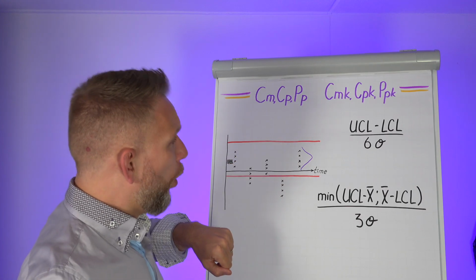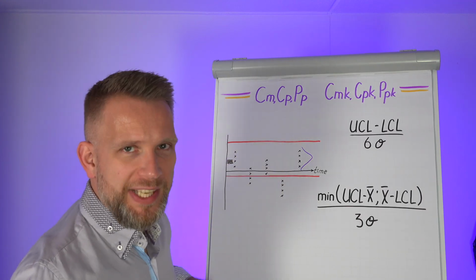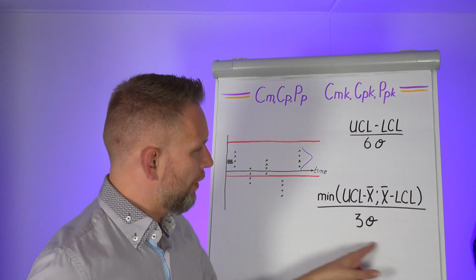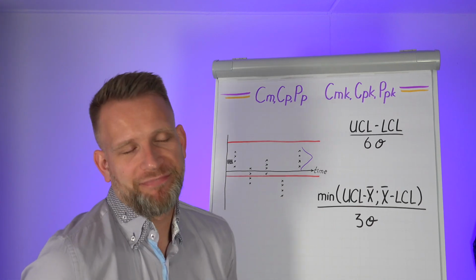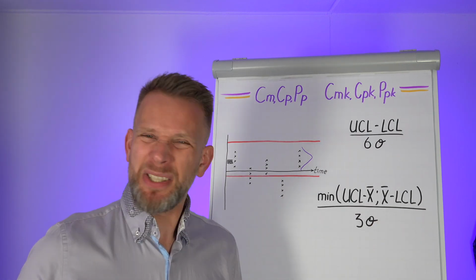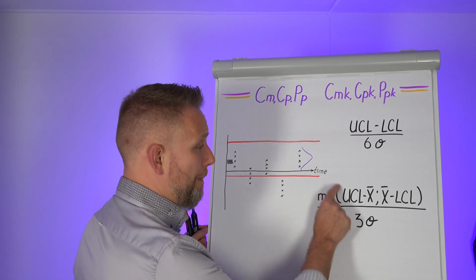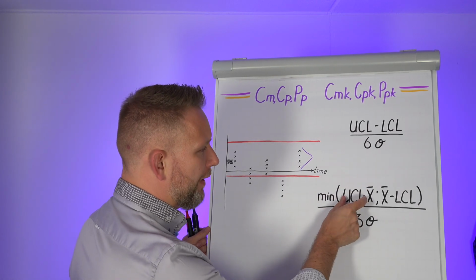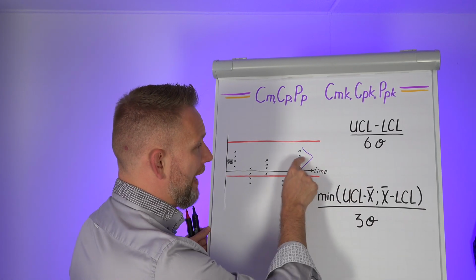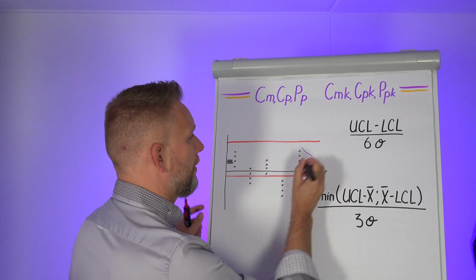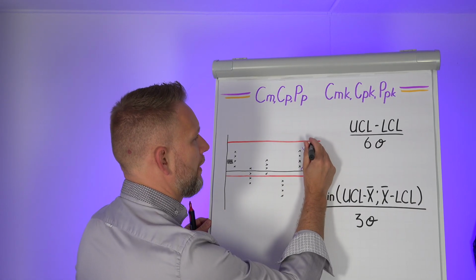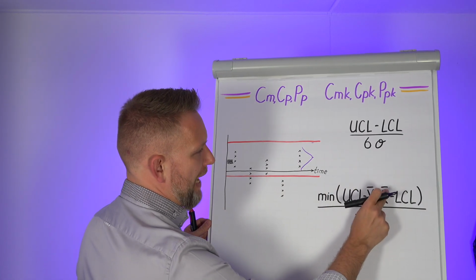Or we check how centered it is. For this, the formula gets a bit more text, but not that much more complicated. Bear with me. We take the minimum of either the difference between the average here and the upper limit, or the average and the lower limit.